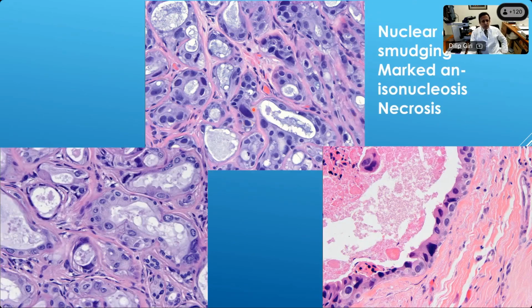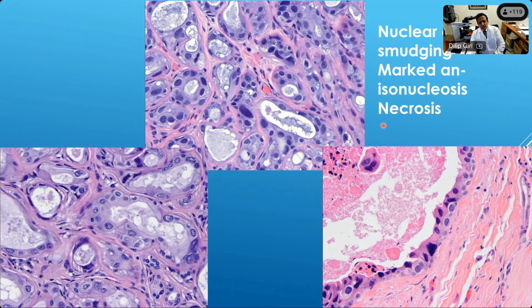For example, you see some of these nuclei are smudged. Their chromatin is not seen as well as it is seen in the other nuclei. So smudging of chromatin and anisonucleosis, there will be a lot of size difference. The average size of the nuclei is, let's say, 1x. Then some of these larger nuclei may be 4 or 5 times the average size of the rest of the nuclei. So this kind of marked anisonucleosis is suggestive of an atypical apocrine lesion or DCIS.